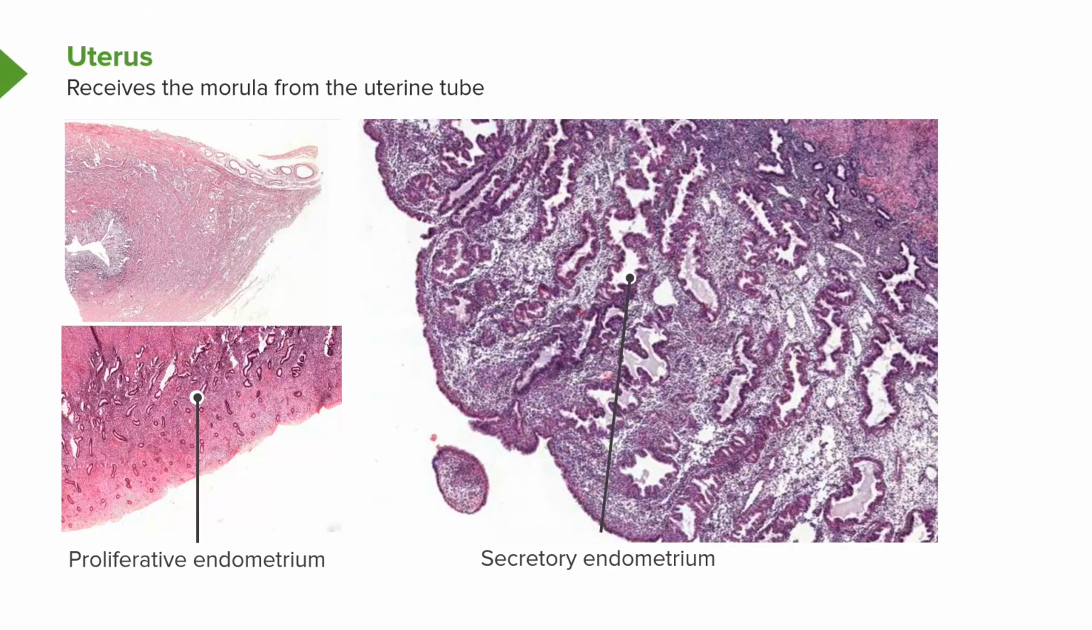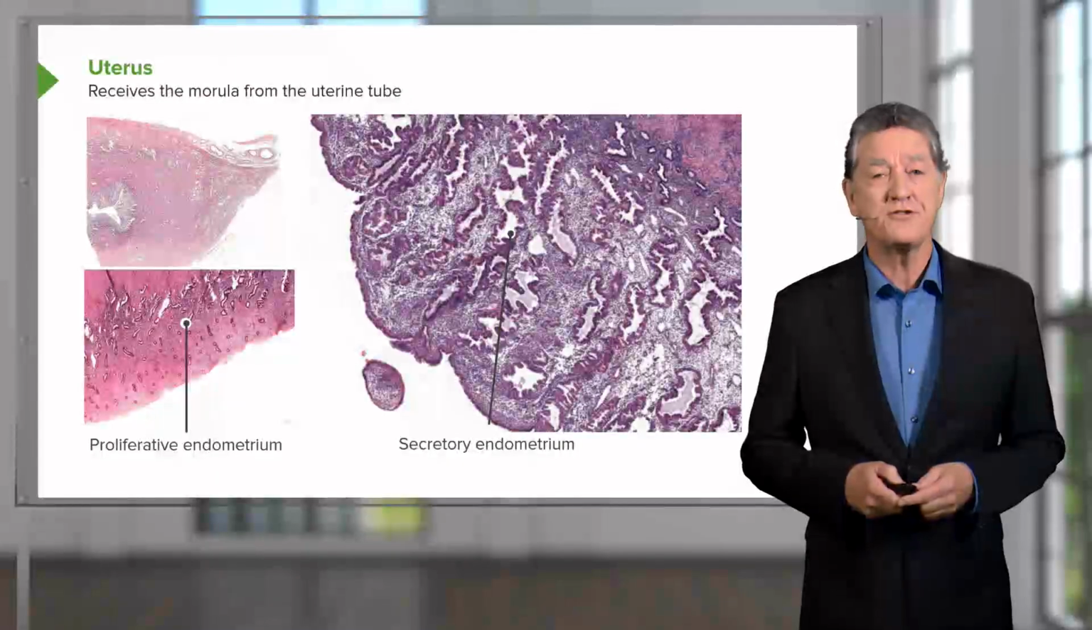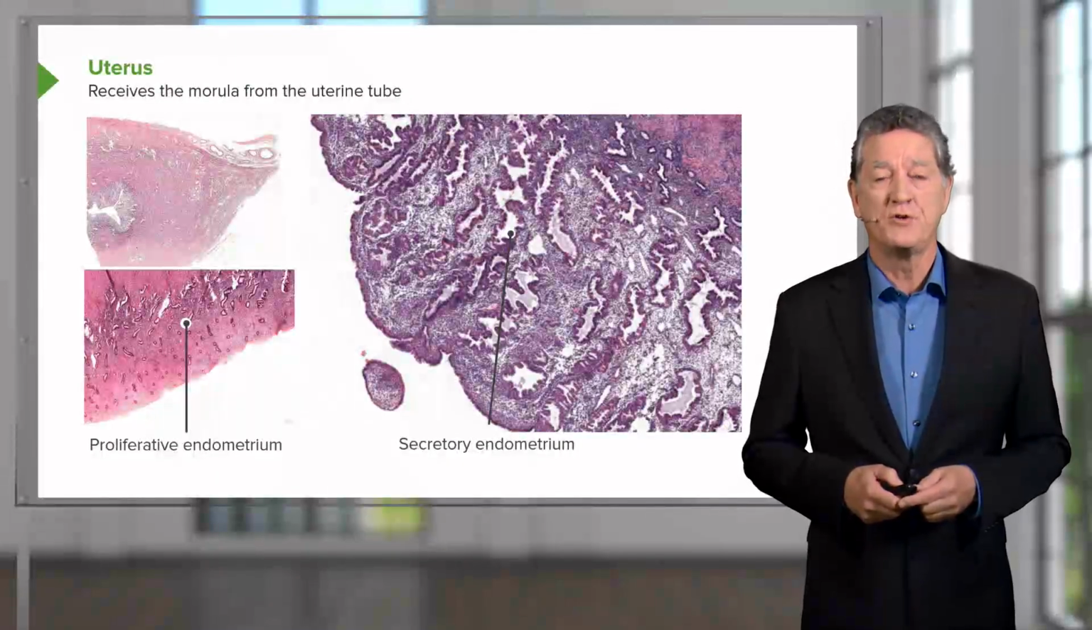And you can see on the far right-hand side slide a larger section showing the secretory endometrium. And I'm going to talk about these two phases of the menstrual cycle and pay particular attention to the changes that occur during the proliferative stage of the menstrual cycle and the secretory phase of the menstrual cycle. I mentioned earlier that the uterus has two parts to it.